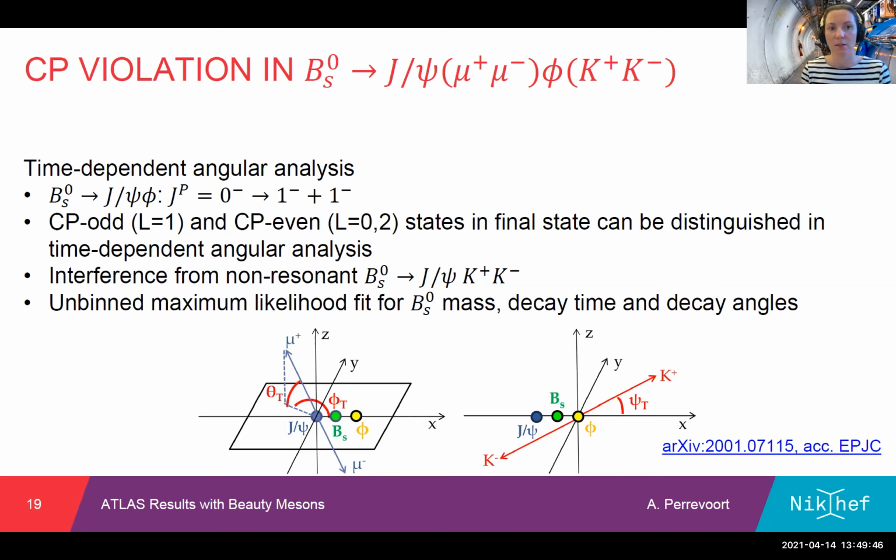Well, B sub S is a pseudoscalar that decays into two vectors. So in the final state, we can have one CP odd or two different CP even states. And these can be distinguished with a time-dependent angular analysis. In addition, in the Sigma model, we also take into account interference from the non-resonant B sub S to J psi KK decay. And this is then fitted to the distributions of the B sub S mass, the proper decay time, and decay angles as shown here in the sketches.